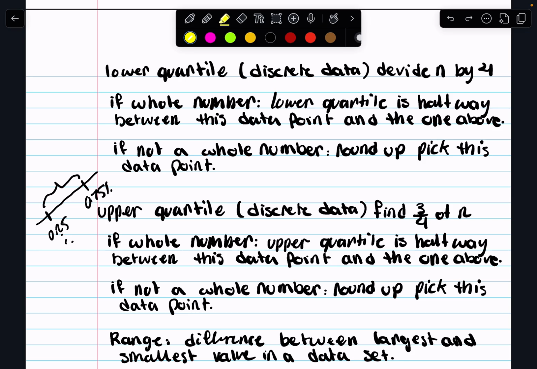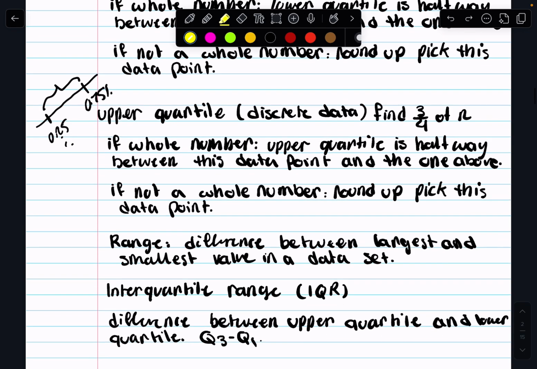The lower quartile for discrete data. What does discrete data mean? It means you have a counted number, so it's not continuous, it's fixed. Divide n by 4. If it is a whole number, then the lower quartile is halfway between that data point and the one above. But if it's not a whole number, you just round it up and that is your data point.